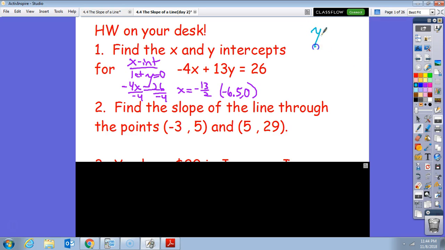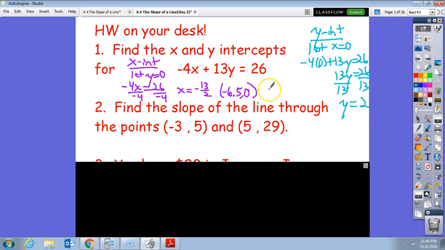To find the y-intercept, we always let x equal 0. Meaning we plug in 0 where the x is. Gives me 13y equals 26, because negative 4 times 0 goes away as nothing. You divide by 13. y is equal to 2. So (0, 2). And then I could use these points if I wanted to.